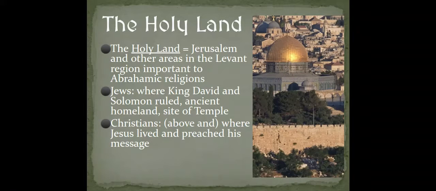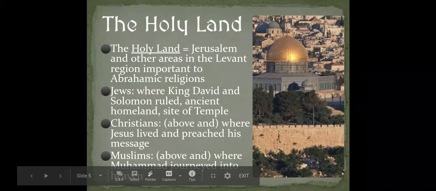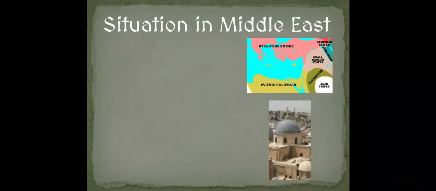For Christians, not only is it important for these reasons up here, but because this is where Jesus lived and where he preached his message. And then to Muslims, the Holy Land is important because of all these things above, but also because this is where Muhammad journeyed and was carried up into heaven, just like I mentioned in the last slide. So this area is very important to all three faiths. And only one faith can really control it in the Middle Ages. They don't know how to get along very well. So this struggle to control the Holy Land is what sets up the Crusades.